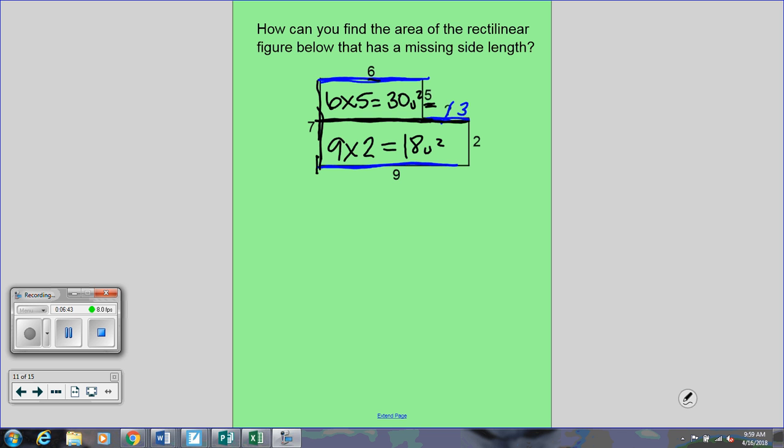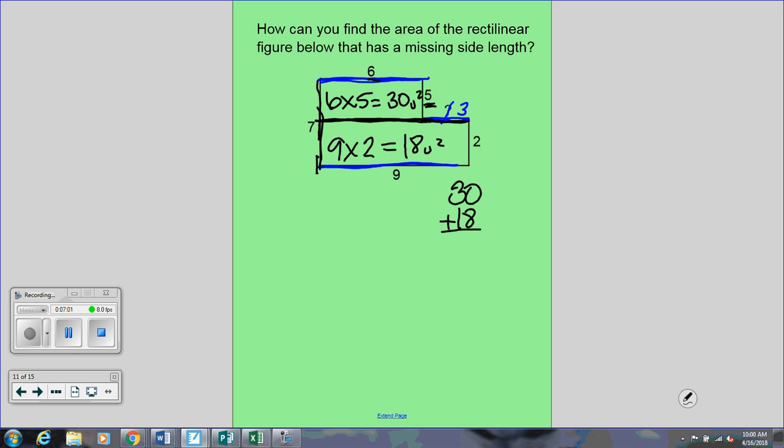Yeah, we've only figured out some parts of our area. We figured out the top part and the bottom part. We need to figure out the whole area by adding them together. 30 plus 18, that's a pretty easy one to do in your head. That's pretty easy mental math.